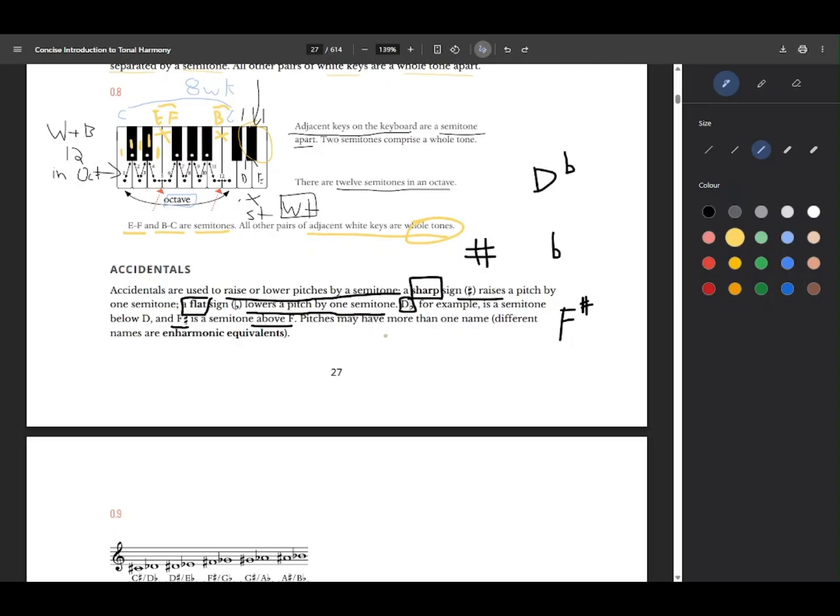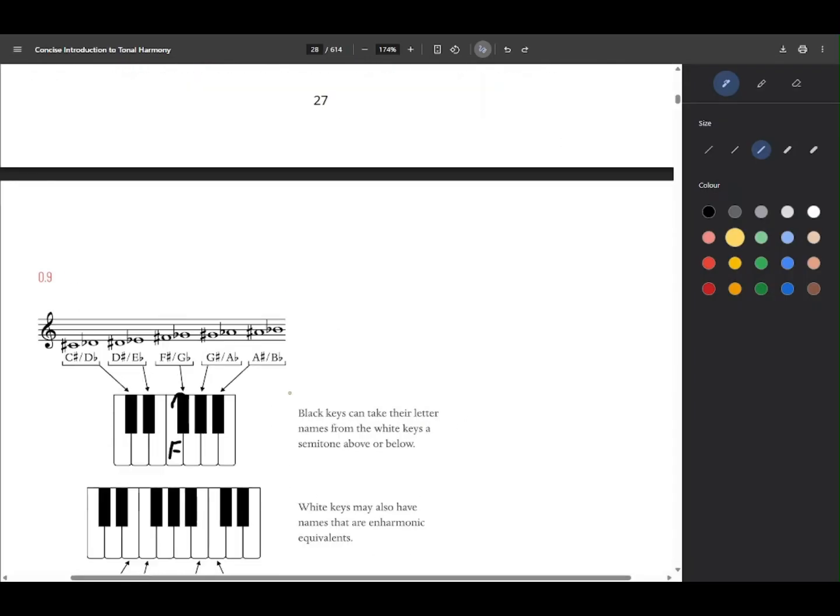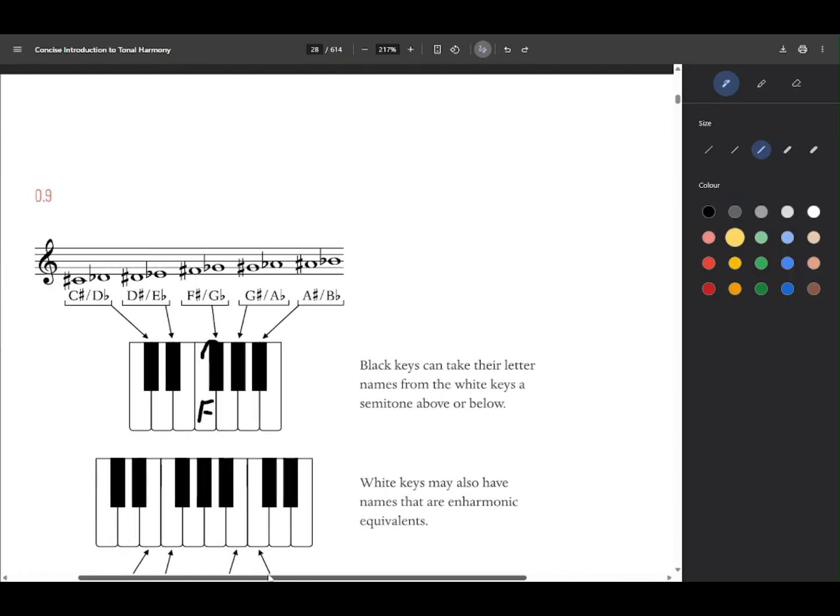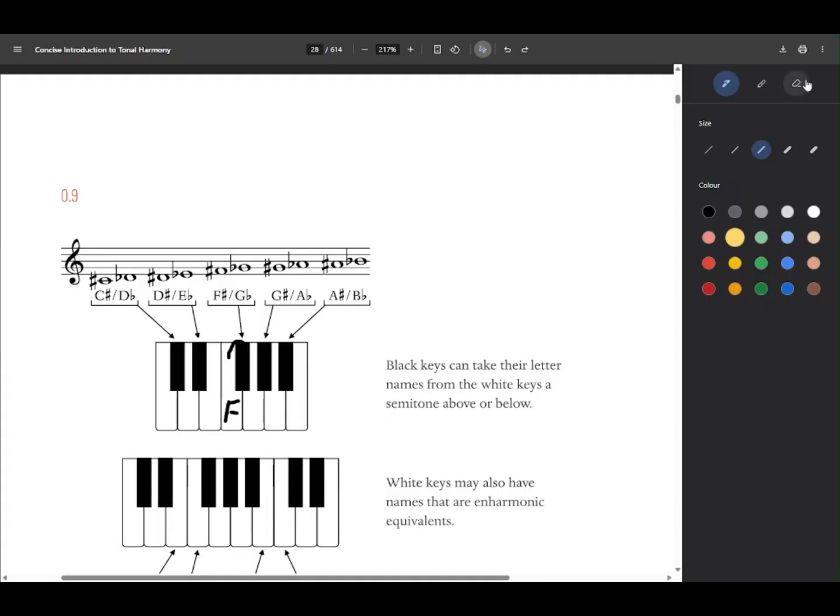Pitches may have more than one name, and they are called enharmonic equivalents. We'll look at that in a second. I can zoom in here. This is very handy. So we discussed this. Here we're showing the names of our black keys, and you'll see that they have different names. This is our C. Let's start by writing these names in here. C, D, E, F, G, A, B.